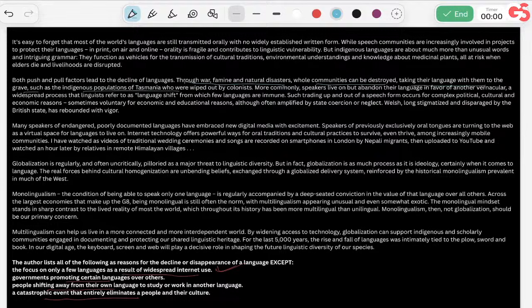Indigenous population of Tasmania wiped out by colonists. Speakers live on but abandon their language in favor of other vernacular. Widespread process that linguists refer to as language shift, from which few languages are immune. Such trading up, देखो यहाँ पे political, cultural, economic reasons, sometimes voluntary for economic, educational reasons. So basically, this is, in a way, trying to hint towards government promoting certain languages over others. है ना? Okay, sir. So this is clearly mentioned, not clearly, but somehow mentioned. अगर एजुकेशनल इकोनॉमिक रीजंस होंगे, है ना, जाहिर सी बात है कि इसमें गवर्नमेंट का हाथ होगा.